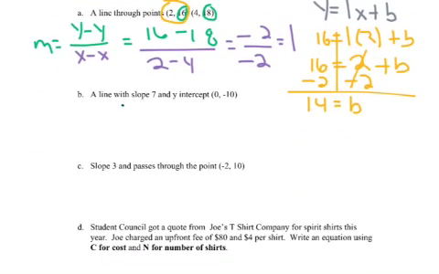This one gives me my slope is 7, so I would have y equals 7x. And it also gives me my y-intercept of (0, negative 10). So it would pass through my y-axis at negative 10. So I would put minus 10 on the end of my equation.